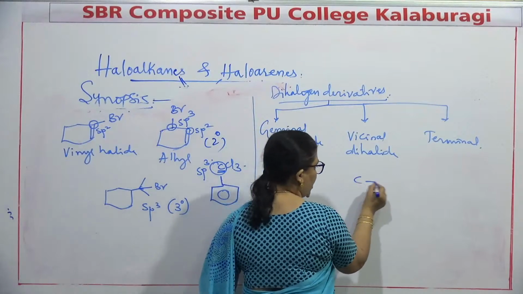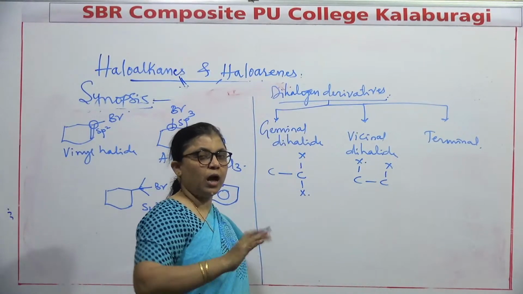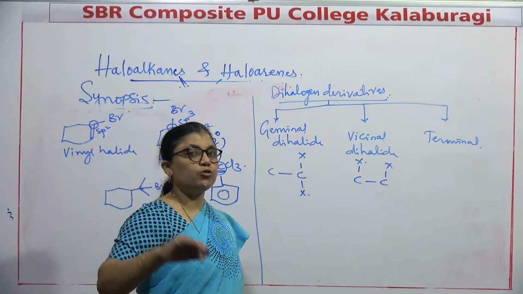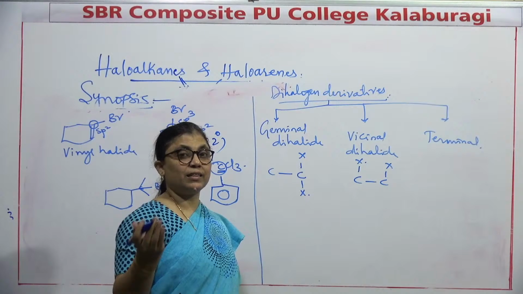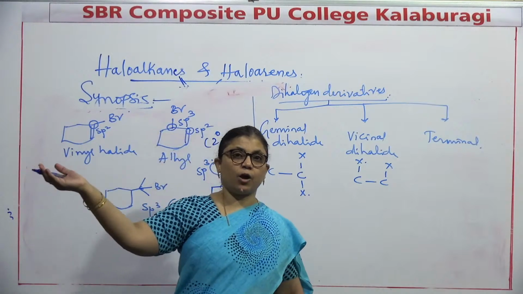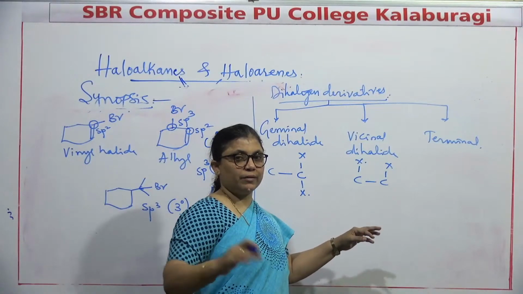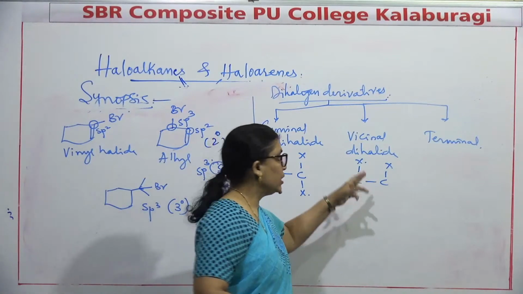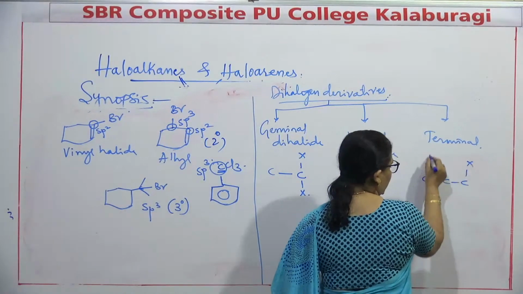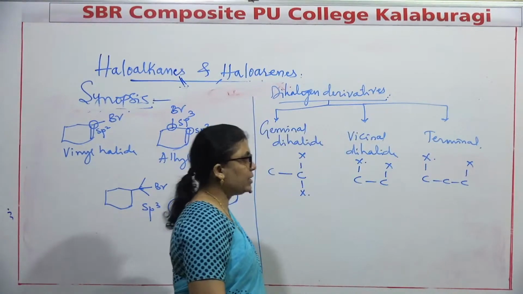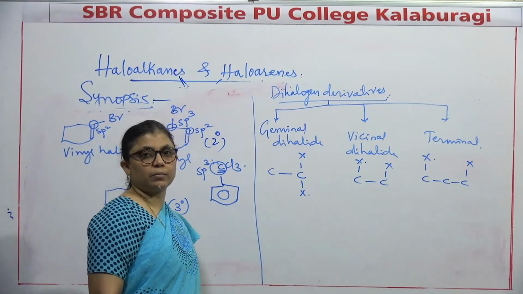Two halide group are linked to neighboring carbon atom. Vicinity means what? Our neighbor. They are vicinity to us, we'll say usually. Common terminology. Vicinity means adjacent carbon atom or adjacent house. That is neighbor. Exact neighbor, that is vicinity. Terminal means what? A long chain of carbon atom will be there. At the left side and the right side we are having X and X. They are called as terminal.